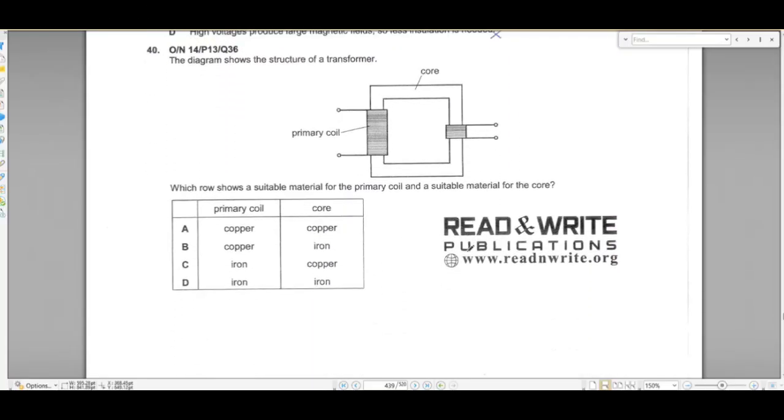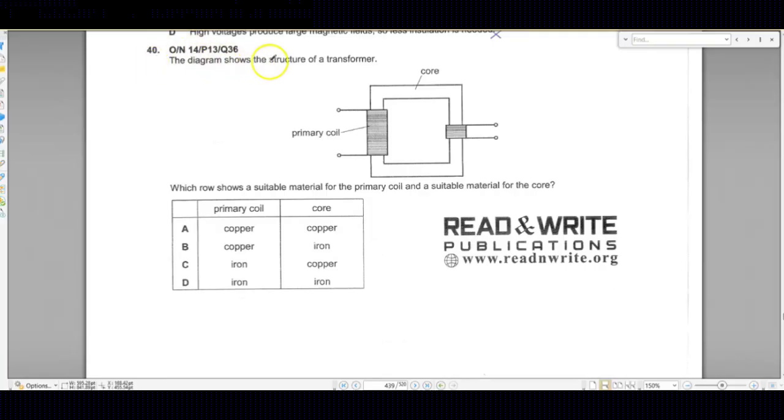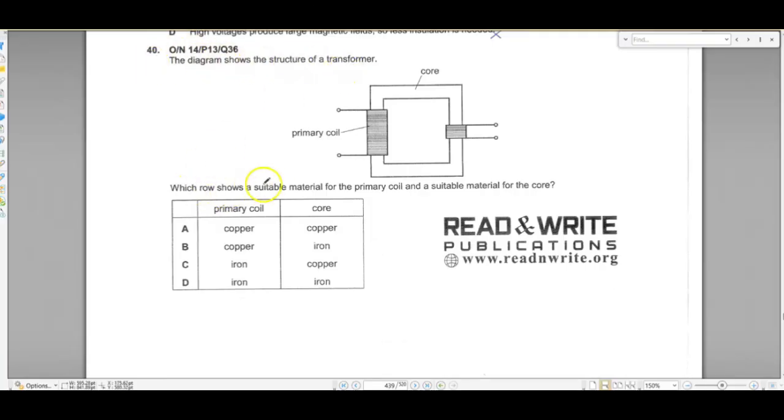Question number 40. The diagram shows the structure of a transformer. Which row shows a suitable material for the primary coil and a suitable material for the core? You should use iron for the core and copper for the coil. Okay.